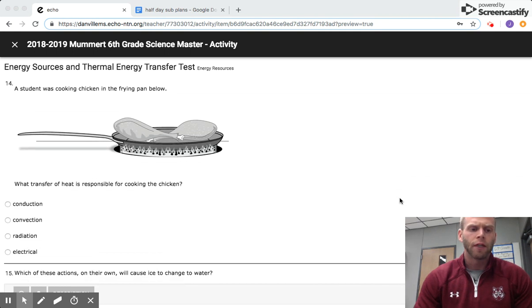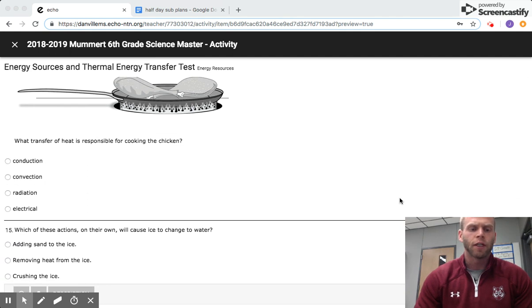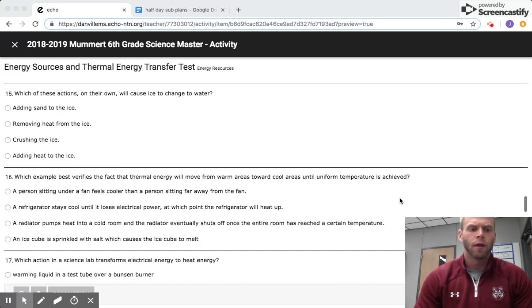Number 14. A student was cooking chicken in the frying pan below. What heat transfer is responsible for cooking the chicken? Conduction, convection, radiation, electrical. Number 15. Which of these actions on their own will cause ice to change to water? Adding sand to the ice, removing heat from the ice, crushing the ice, or adding heat to the ice?